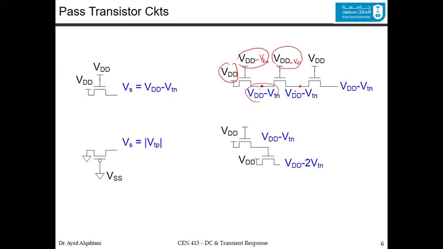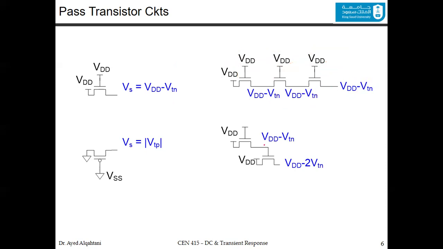And now you know what's going on. This is repeated no matter how many transistors you are adding, because you always will compare this value to VDD minus V threshold of N. And then you come up again with VDD minus V threshold, and so on.